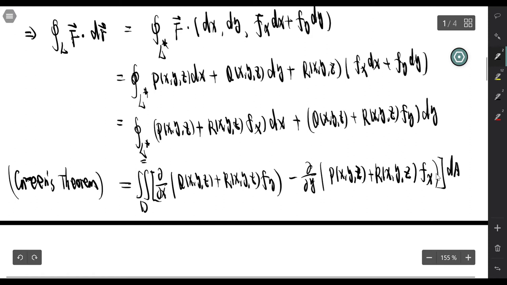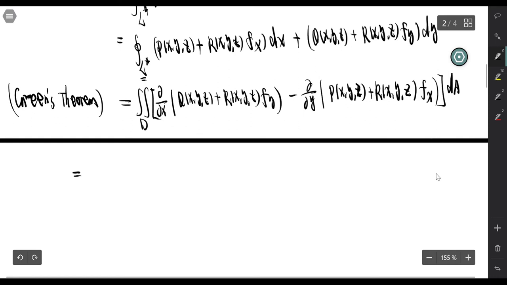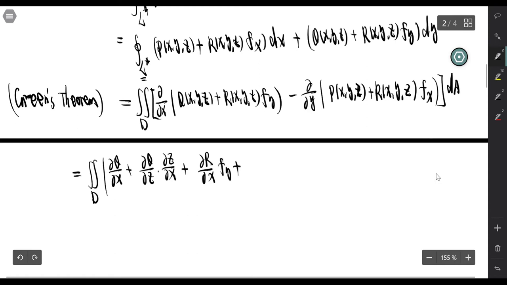That's dA. And expand the bracket. That's on D. For the first part is partial q partial x plus partial q partial z, then partial z partial x. I use chain rule because the q does not only depend on x but also depends on z. Plus partial r partial x times f y plus partial r partial z times partial z partial x times f y, and plus r times f y x.